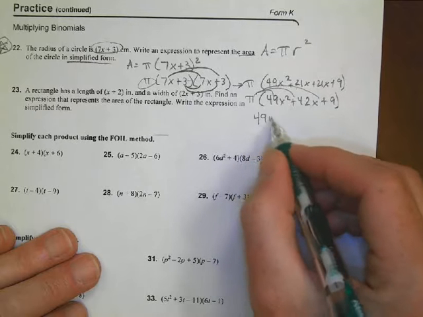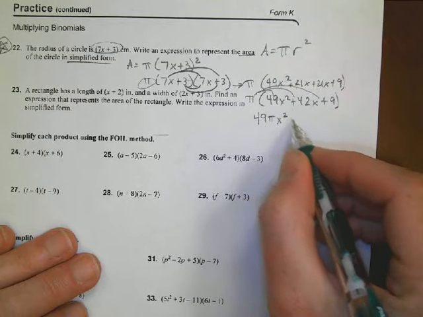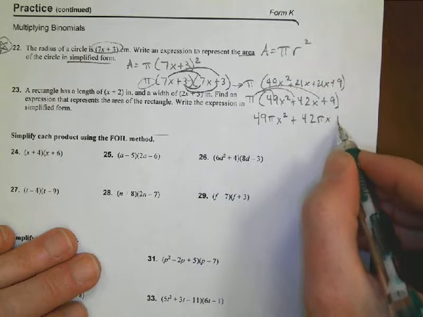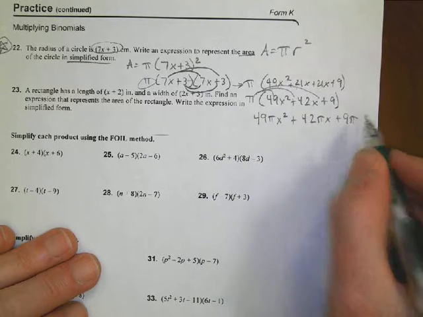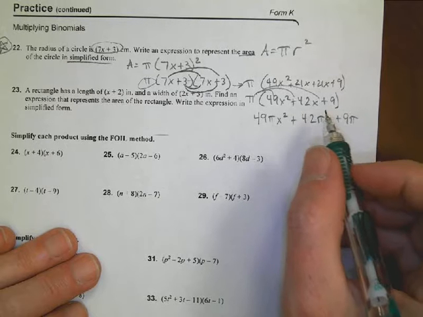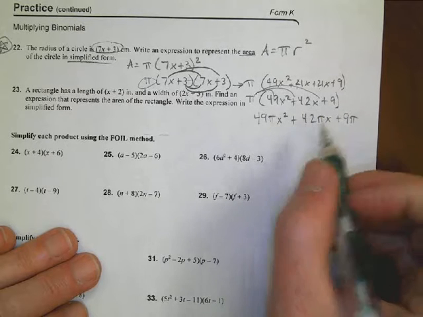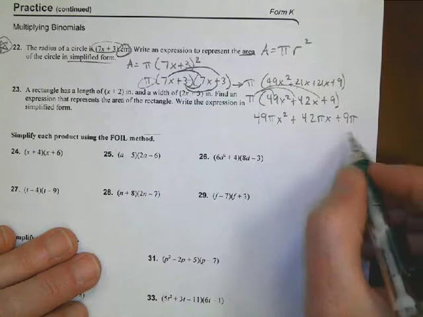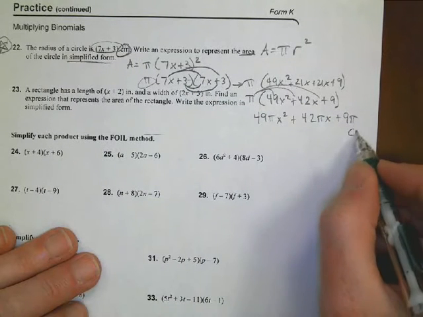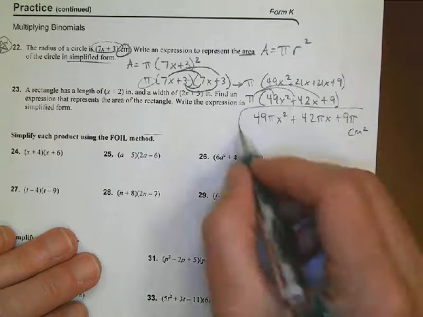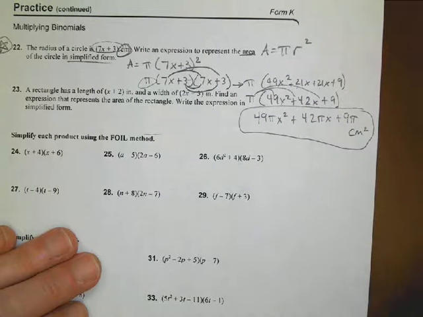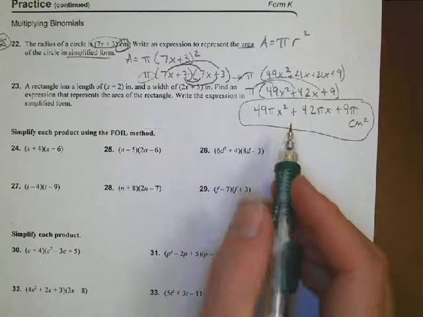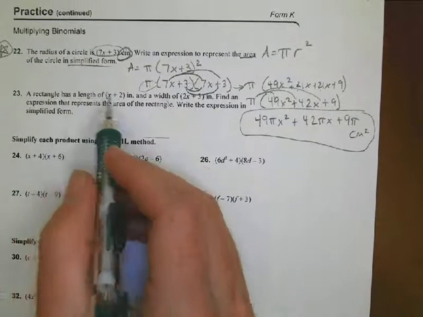So I end up with 49 pi x squared plus 42 pi x plus 9 pi. And because we are doing an area, and I saw that my units was centimeters, this whole answer would actually be centimeters squared. So kind of a long little process there to get there, but that is how you arrive at the solution for number 22. A great problem.